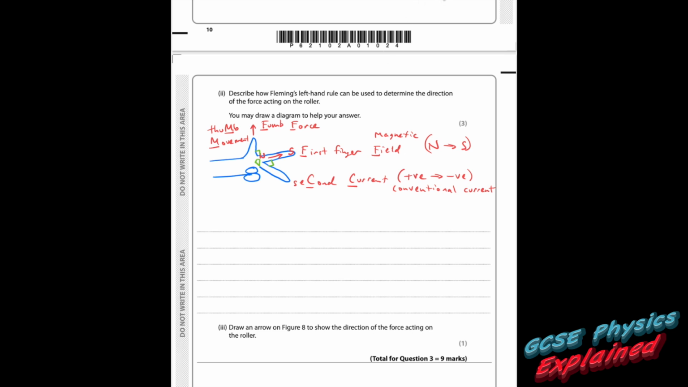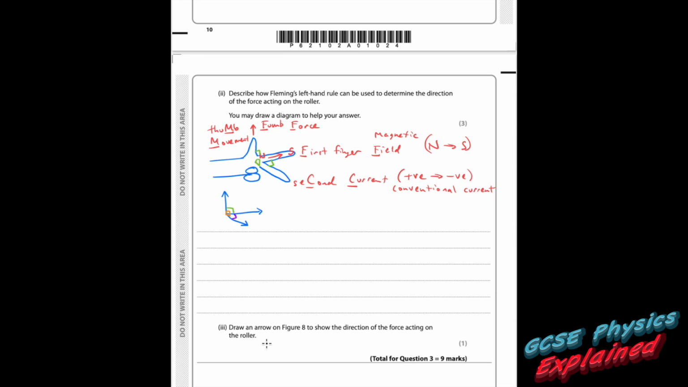A simplified version of drawing it would be like that. That's at 90 degrees to that. That's at 90 degrees to that. And that's at 90 degrees to that. And you'll actually get all 3 marks for drawing that picture and putting the labels on like I have done there. Part 3. Draw an arrow on figure 8 to show the direction of the force acting on the roller.